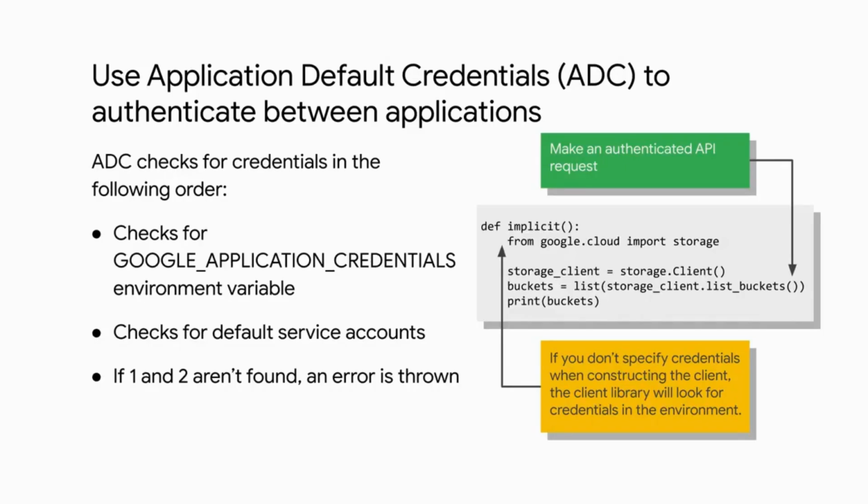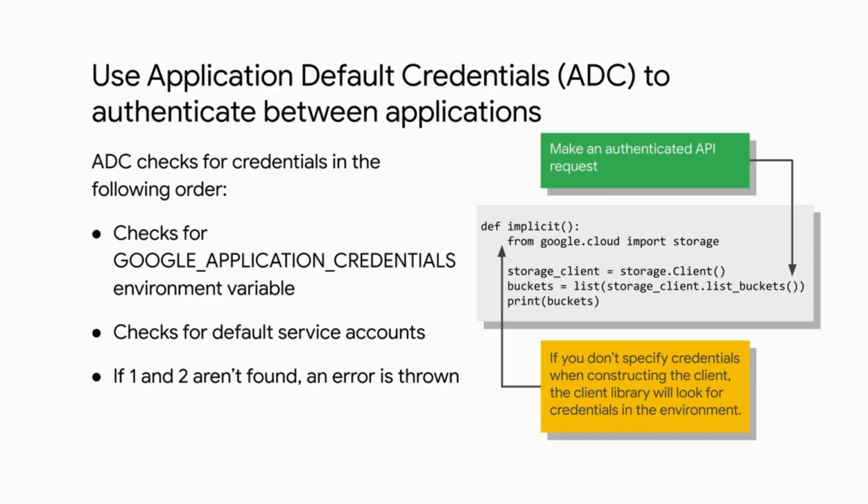Google uses credentials to identify your application for quota and billing, and to authorize access to GCP APIs, resources, and features. GCP client libraries use Application Default Credentials, or ADC, to find your application's credentials. Credentials are checked for in the following order. ADC will check for the GOOGLE_APPLICATION_CREDENTIALS environment variable. If the environment variable is set, ADC will use the service account file that the variable points to.